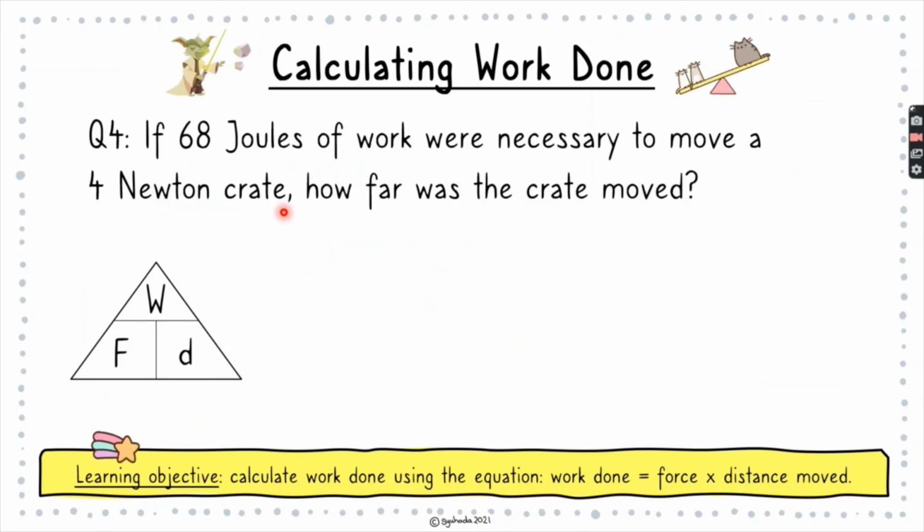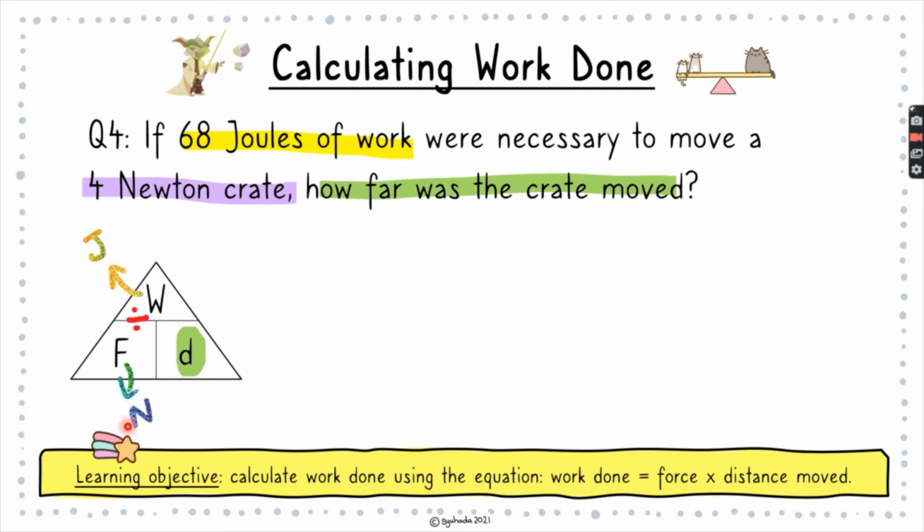Okay, next. So if 68 joules of work is necessary to move a 4 Newton crate, how far will the crate move? So here we are looking for distance. So if we circle this, what's left is work done and force. And remember that this is right below the line. That means we have to divide. And remember, work done is always in joules, force is always in Newton, and distance is always in meter. So the formula we're writing here is D for distance is equals to work done divided by force.